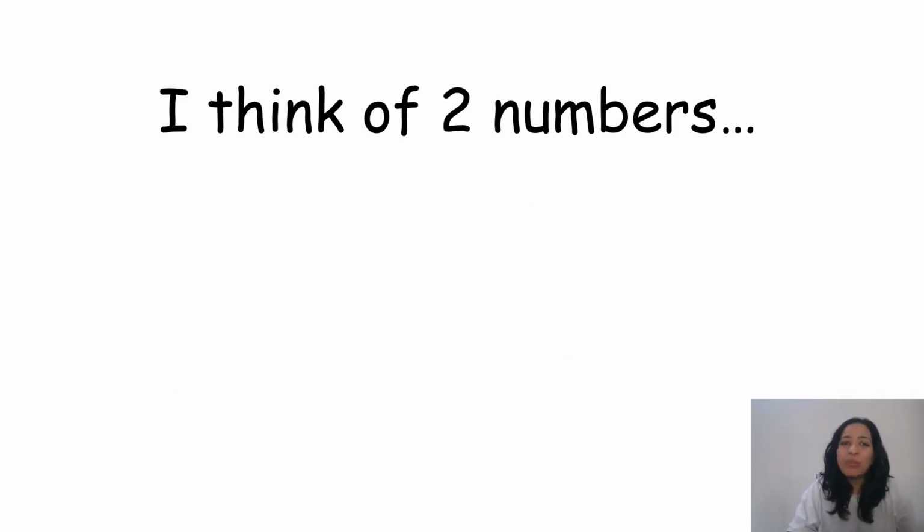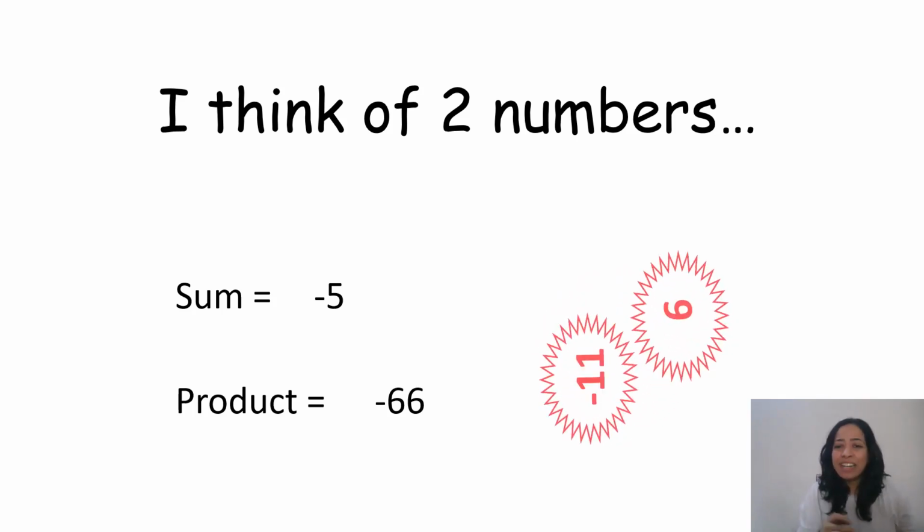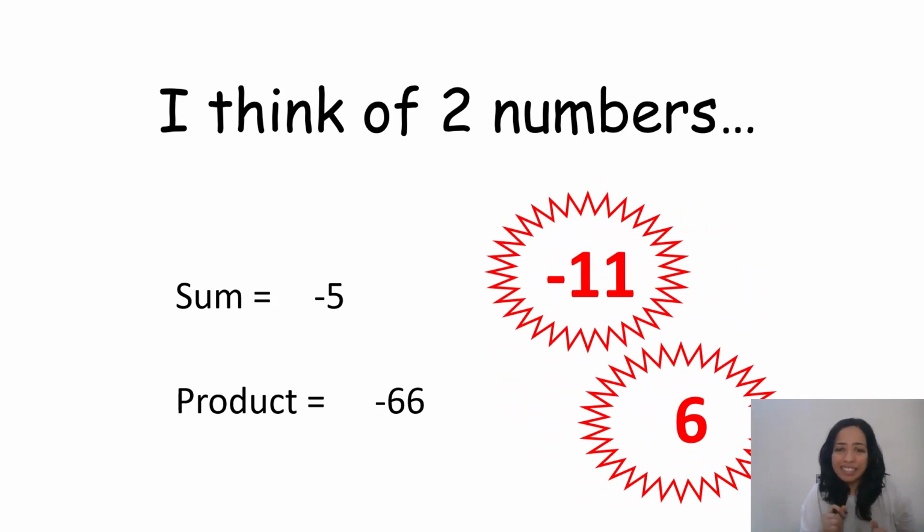I want you to think about the two numbers whose sum is negative 5 and the product is minus 66. Since the product is minus 66, that means it has a unique factor within it, isn't it? Yes, that's right. It's nothing but negative 11 and 6.